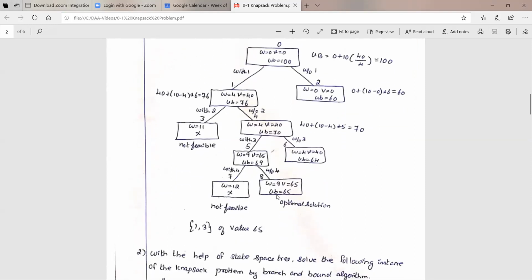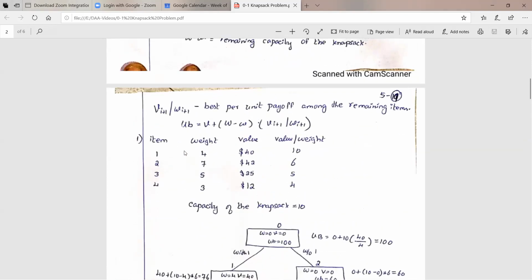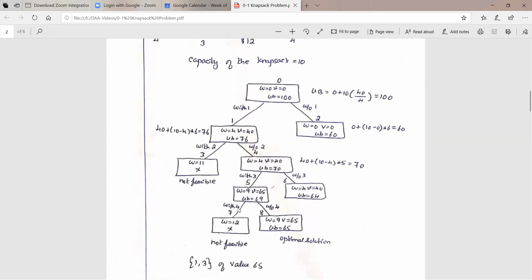Now out of these two, this will be not feasible because the weight is exceeding the capacity of the knapsack. So this will be the optimal solution. Why are we saying this will be the optimal solution? Till here we have considered all the 4 objects. In the problem they have given only the 4 objects, so we have considered only the 4 objects. After that there are no objects to consider. Okay. So now this will be the optimal solution.